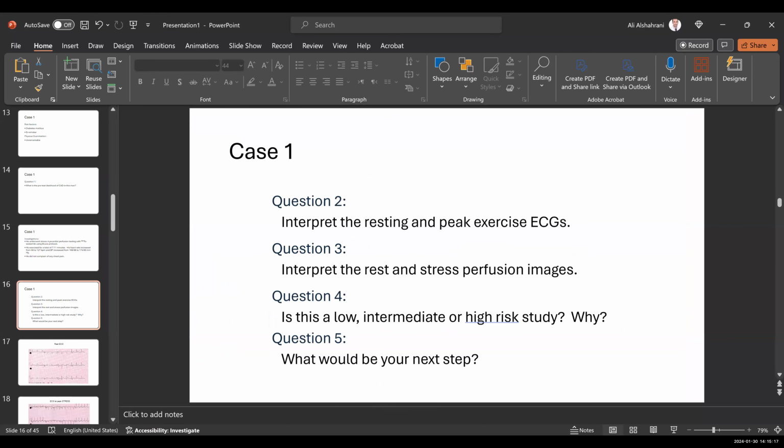I would consider it a high risk study, given that it's involving two territories and multiple segments. Because it involved more than one coronary territory and multiple segments from base to apex.